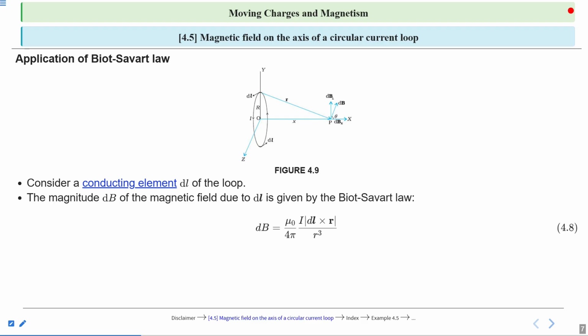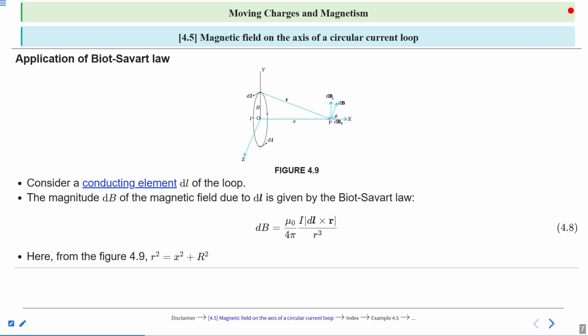dB is equal to, and that dB is magnitude only. The direction can be found using the right hand rule. We are dealing with magnitude as of now; we will discuss direction also. So dB, the magnitude of this small magnetic field produced by small element dl, is mu naught upon 4 pi, I, and mod of dl cross r, which represents the magnitude of this cross product, upon r cube. Mark it as equation 4.8.